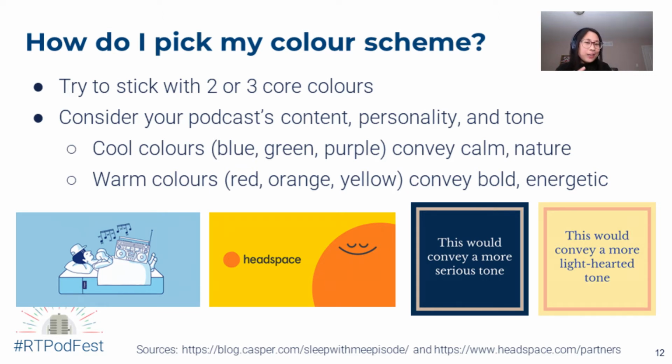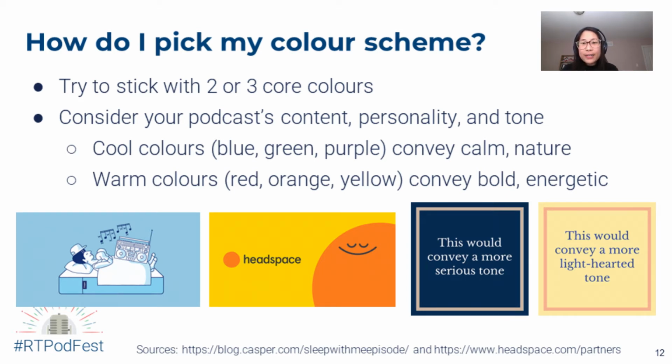So to help me illustrate this example, I have here an advertisement from Casper. I'm not sponsored. Casper is a mattress company, and we've got here a predominantly blue colored image, and it makes you feel calm and restful, which makes sense for a mattress company. And this is Headspace, again, not sponsored, which is a meditation app. And when I look at the colors they have here, I feel warm, I feel light, I feel happy. So again, the colors that you choose convey different messages without you having to explicitly say them.